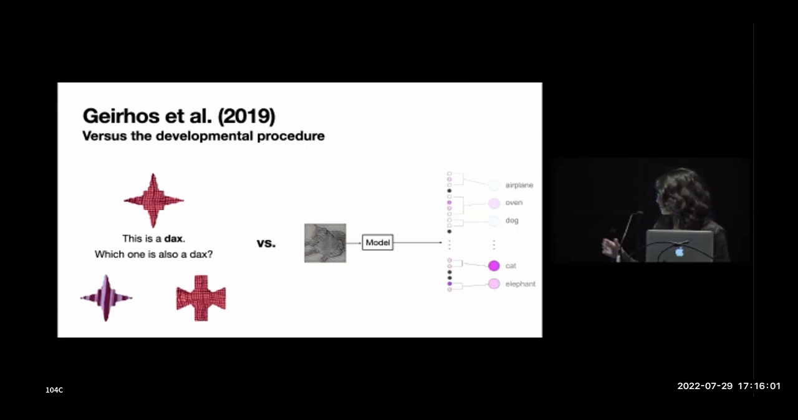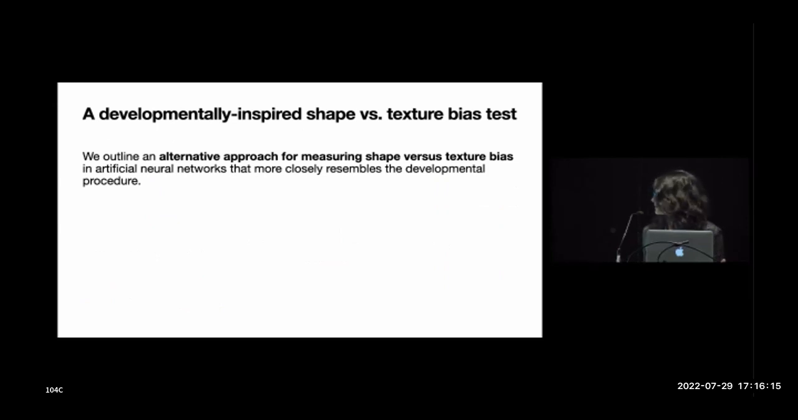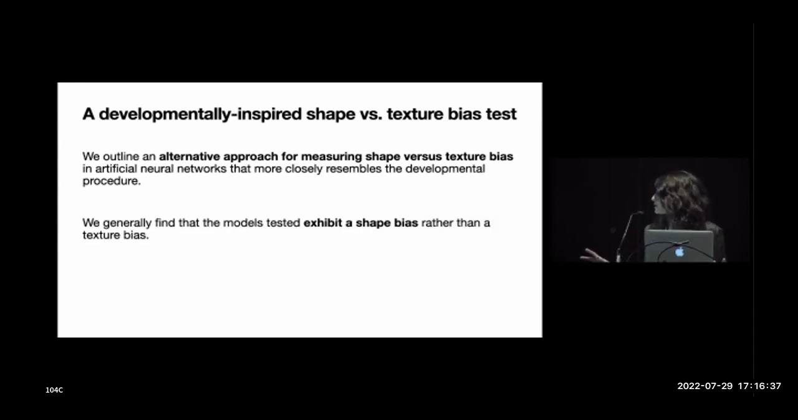And in fact, the procedure from Geirhos et al. requires discarding a huge number of trials in which the classification output is neither the correct shape nor texture category. So, motivated by these differences between the shape bias test from machine learning and the one from developmental psychology, we outline an alternative approach for measuring shape versus texture bias in artificial neural networks that more closely resembles the developmental procedure. We test a wide range of neural network architectures and training styles, and we find that generally the models tested exhibit a shape bias rather than a texture bias.